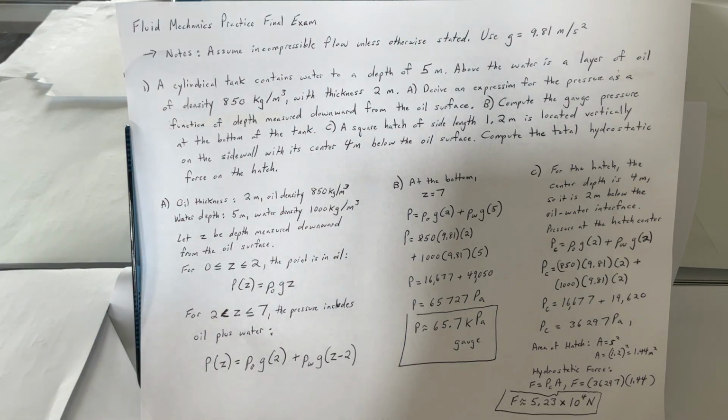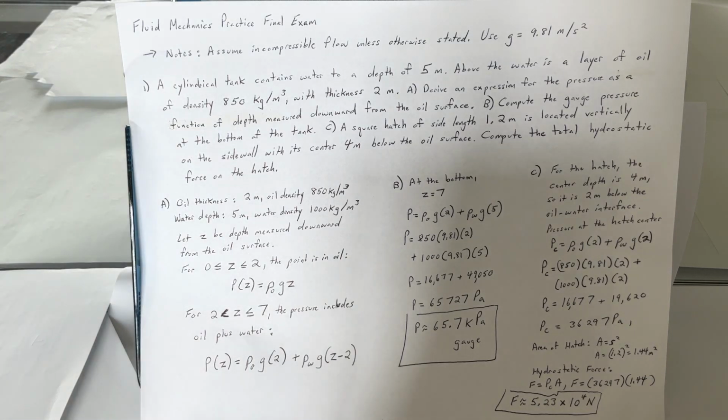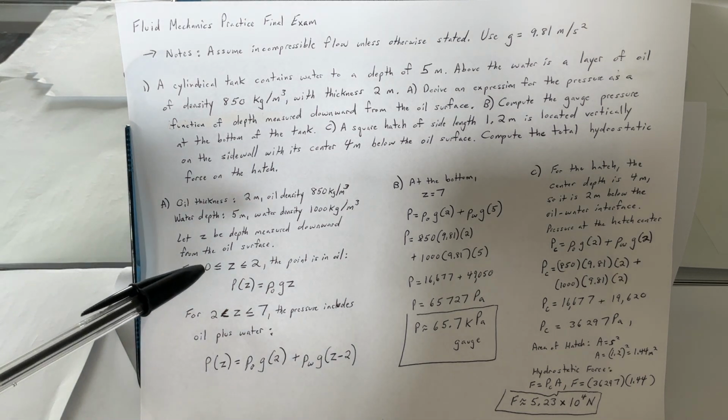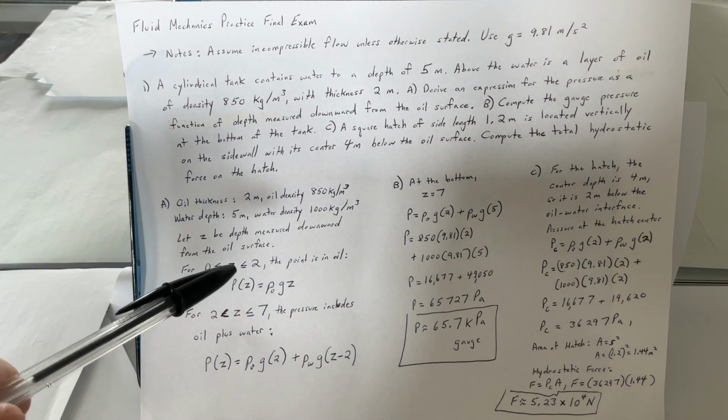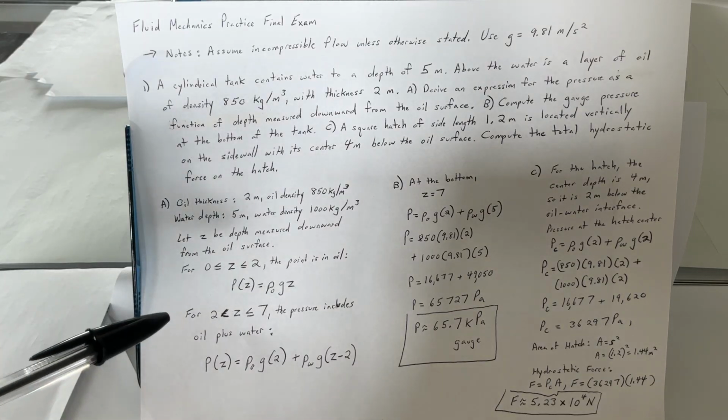So here's what we could do. Let's go into part A. Oil thickness is 2 meters. Oil density is 850. Water depth is 5 meters and water density is 1,000, and this is in kilograms per cubic meter for the density. We're going to let z be the depth measured downward from the oil surface. And for here, we're going to have 0 is less than or equal to z is less than or equal to 2. The point is in oil.